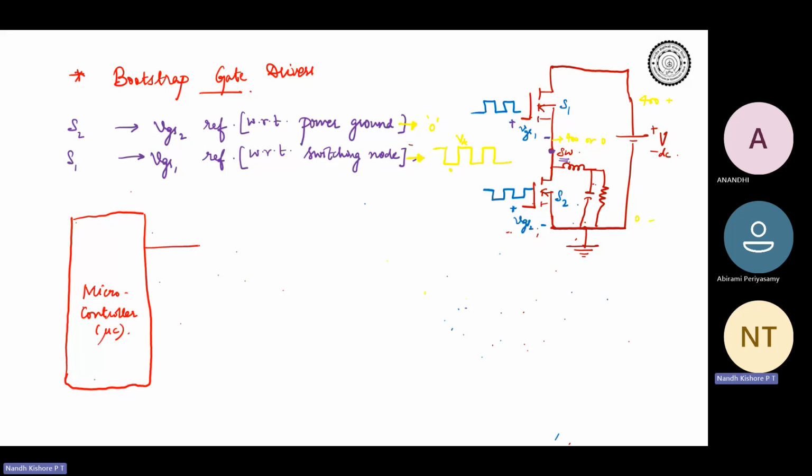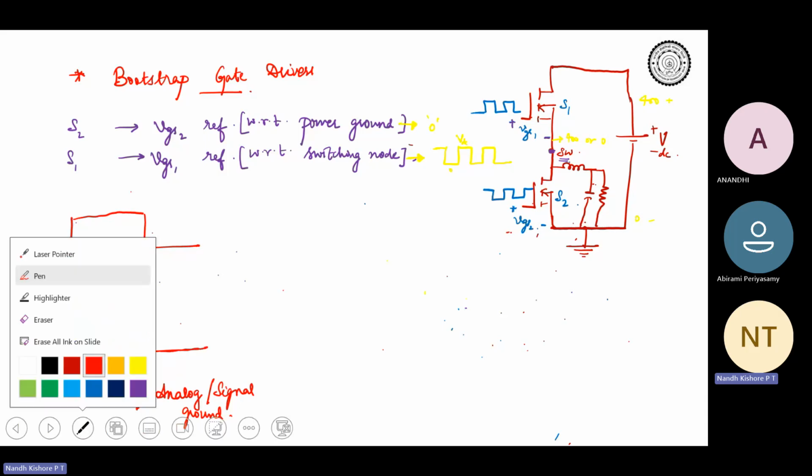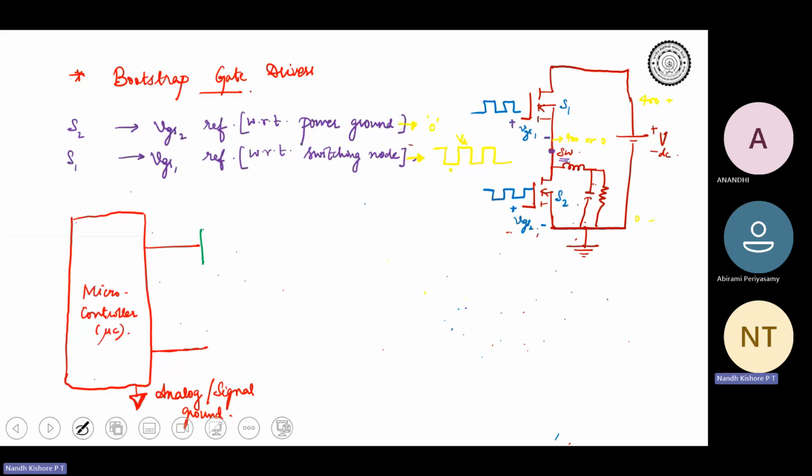So you are getting two signals, and we said it will generate a signal with respect to the analog ground. We call this analog ground or signal ground. We get two signals with respect to the analog ground, and then we feed them to an isolator. There are isolator ICs available in the market, so we will feed them to an isolator.